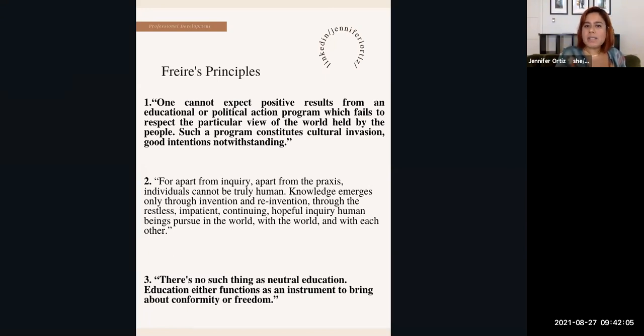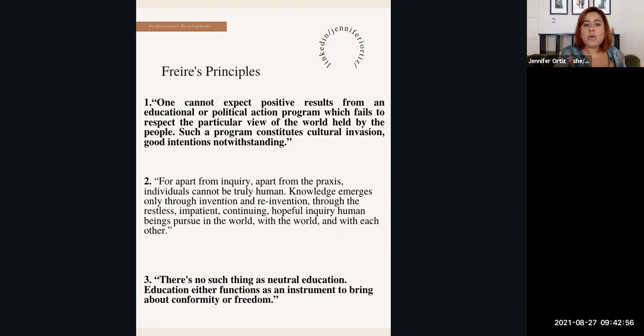So number one, one cannot expect positive results from an educational or political action program which fails to respect the particular view of the world held by the people. Such a program constitutes cultural invasion, good intentions notwithstanding. And I really like the idea of good intentions, because as educators, I know we are all coming into our classrooms with good intentions, but we have to make sure that we are embracing and inviting a sense of partnership with our students and engaging them in their learning. But also, Freire talks a lot about the symbiotic relationship between teacher and student, and the fact that teachers are often the student and students are often the teacher, and that we have to come into spaces of learning understanding that we don't have the answers to everything and that our students have so much to teach us.